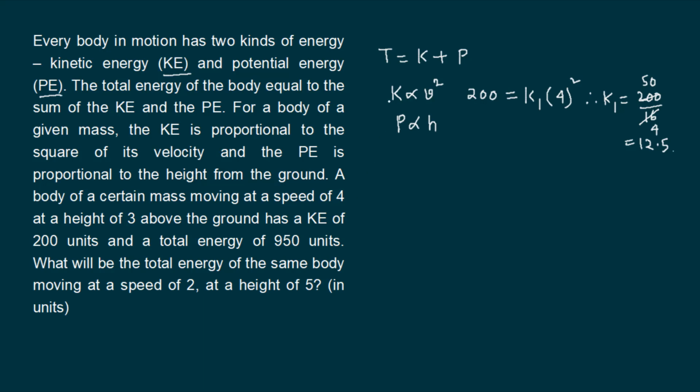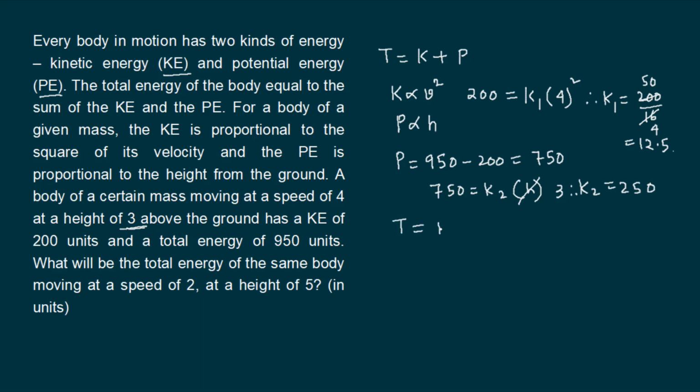And the total energy is 950 units. If total energy is 950 units, that means potential energy should be 950 minus the kinetic energy, that is 750. Now, can I say 750 is equal to another constant K2 into height? Height is given as 3 above the ground, 3 units. That means the value of K2 is 250. Now I can write my equation. Total energy is 12.5 V square plus 250 H.